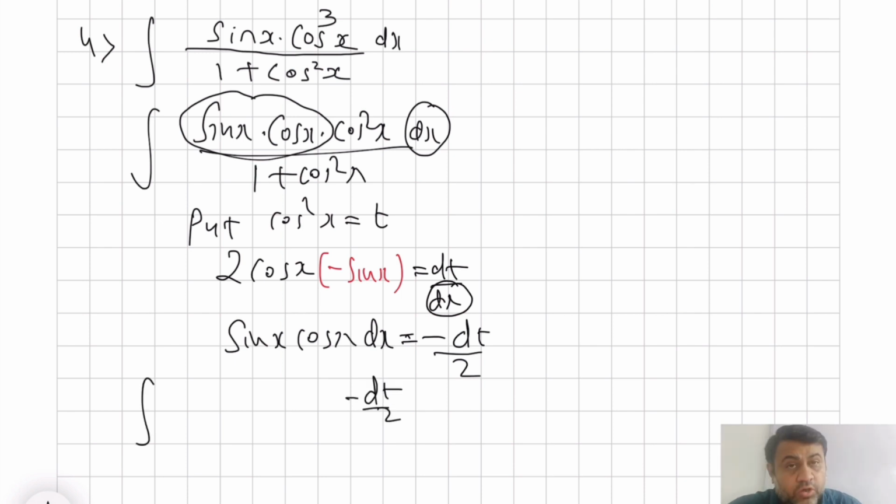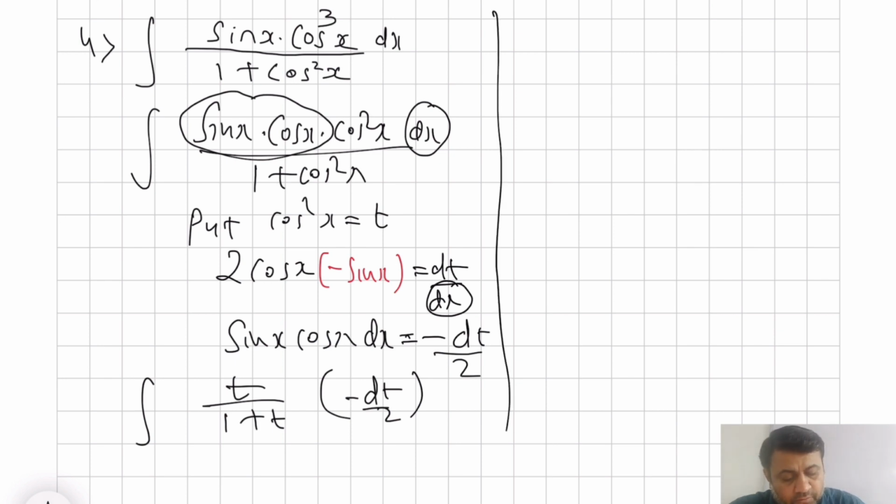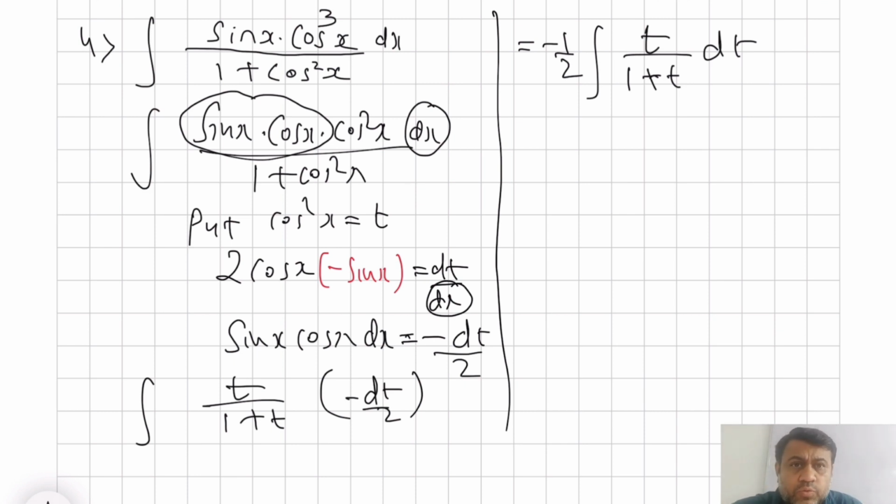So cos square x is t here, so we get t upon 1 plus t multiplied with minus dt by 2. Now minus 1 by 2 being a constant, we keep it outside, so we are just left with t by 1 plus t dt. Now learn this particular small step very nicely. This can be used at various places as we proceed in this chapter. Also this is viewed as linear upon 1 plus linear, so linear upon linear you can view this as.